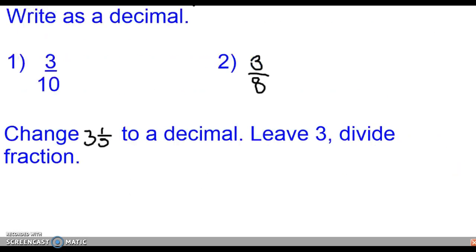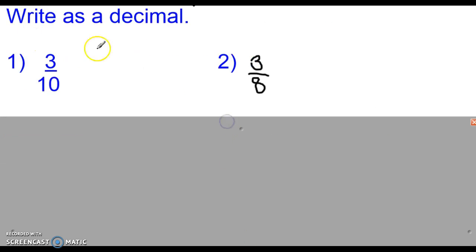So let's go ahead and try a few more. So I want you guys to try this top one on your own, 3/10. Go ahead and pause the video and try this on your own. If you get stuck, go ahead and watch, but then pause before you get to number 2.